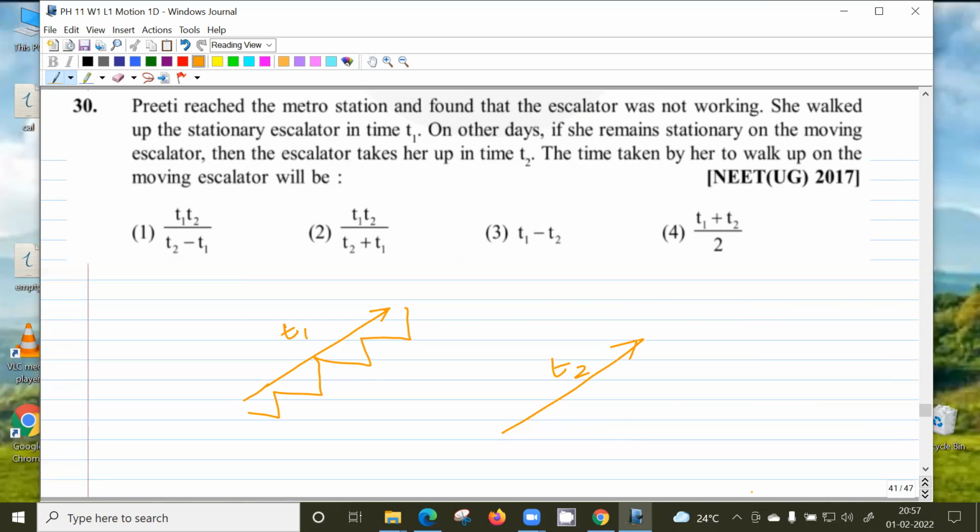Okay. So on the third day, what is she doing? Walking on that moving escalator. Yeah. So the escalator is moving, and in addition to that, she is also walking on the steps. So the speed of walking on the steps is say V1, which is this distance, say L, divided by T1. And the velocity V2 is the velocity of the escalator, which is L divided by T2. On the third day, the velocity will be V1 plus V2.